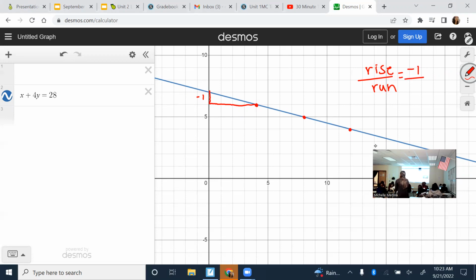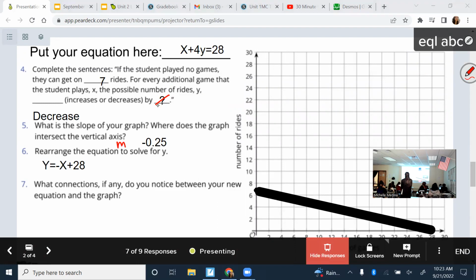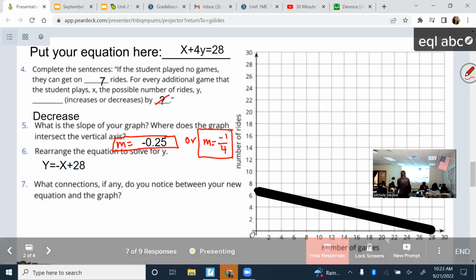Make sense? What's my run? 4. -1/4. So remember that. If I go back to what we said, isn't this equivalent? -0.25? It is, in case you were wondering. Put it in your calculator, you can see for sure. -1 divided by 4 is -0.25.